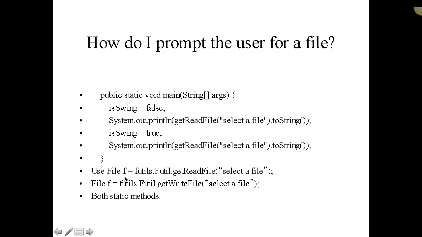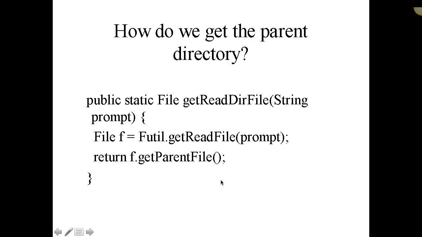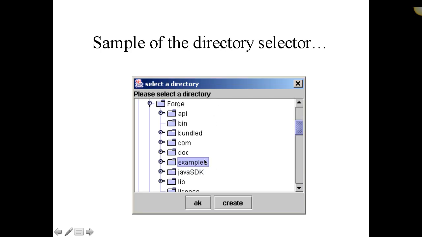Here's the file, and now you can select the file for read. So getReadDirFile takes a prompt, and if you want to, you can go to the file instance and call getParentFile, which will get you the super directory. With that parent file, you can list all the files in the subdirectory. So here's what it'll look like if you use the directory selector.